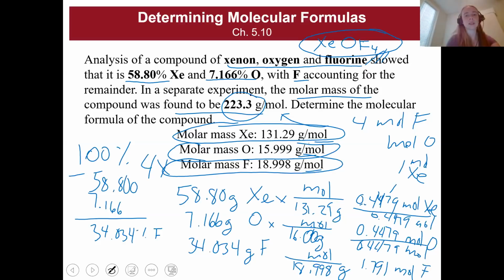So our empirical formula and our molecular formula are the same. This is our empirical formula and our molecular formula. We don't need to multiply our subscripts by anything further to get the molecular formula. We are done. In this case, same molecular formula and empirical formula, and our final answer is XeOF4.